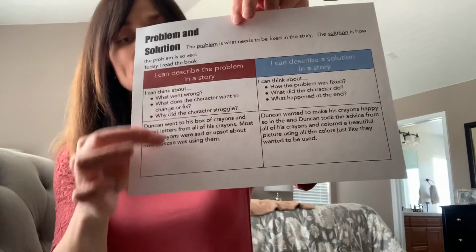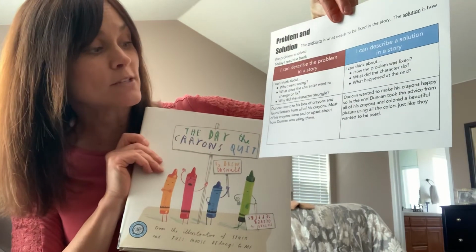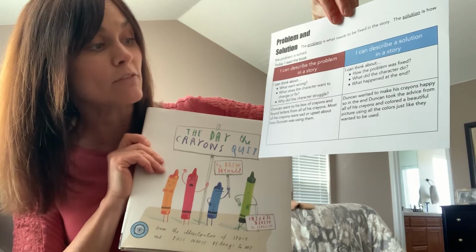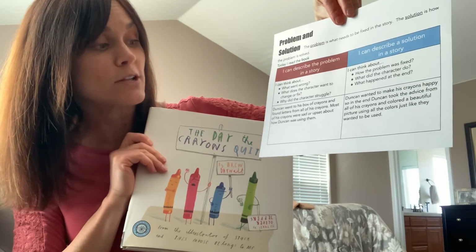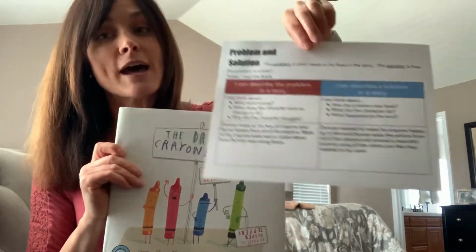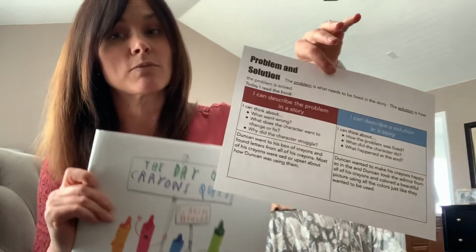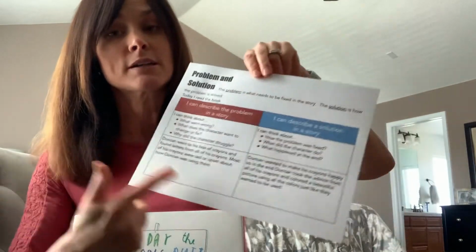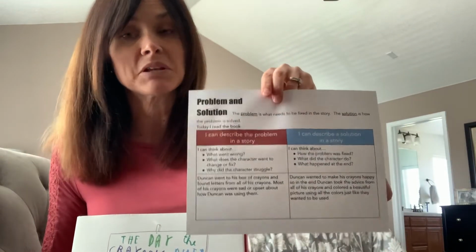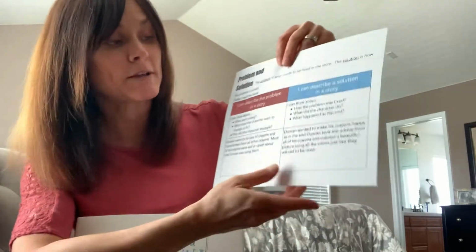So in my example for problem and for The Day the Crayons Quit, I put Duncan went to his box of crayons and found letters from all of his crayons. Most of his crayons were sad or upset about how Duncan was using them. So that was a problem. When Duncan opened up his crayon box, found all those letters, he realized there was kind of a problem because each crayon had maybe a little issue with the way Duncan was using them. So that was a problem in this story.